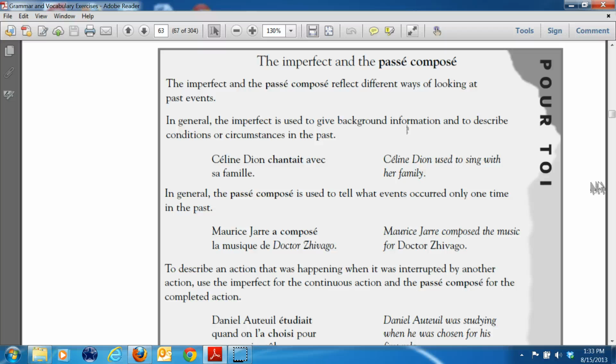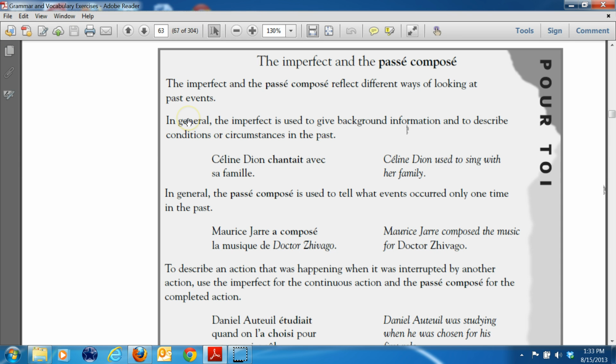The imperfect and passé composé reflect different ways of looking at events. In general, the imperfect is used to give background information and to describe conditions or circumstances in the past. And normally, when we think of this, we think of the word was or were. So if you say so and so was singing or they were dancing, then that would be in French imperfect.